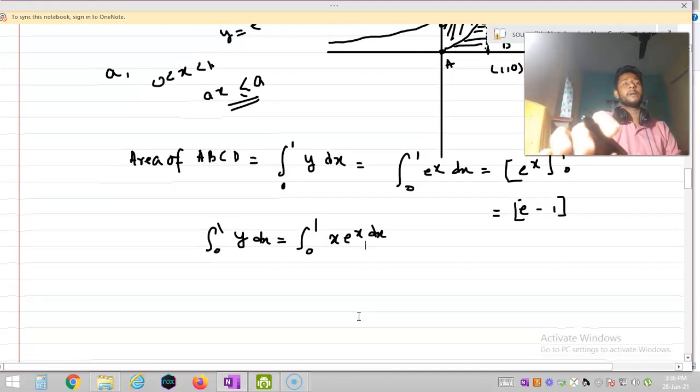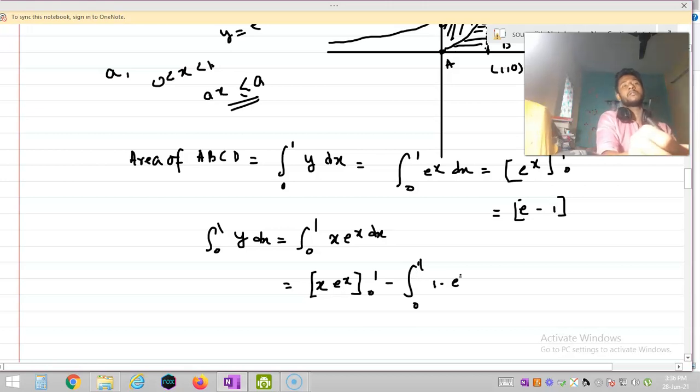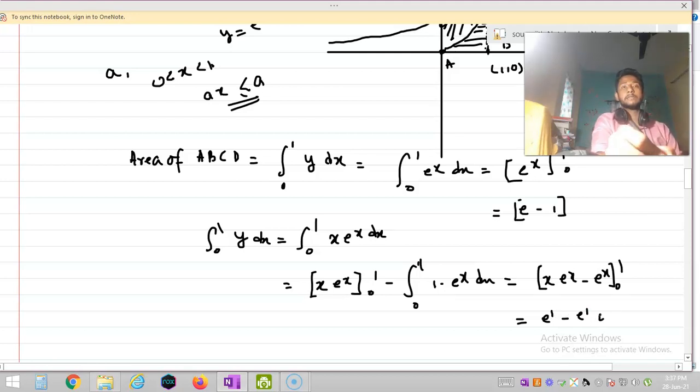We need to use integration by parts to integrate this. So this is x e to the power x, ranging from 0 to 1, minus the integration from 0 to 1 of the derivative of x, which is 1, so 1 into e to the power x dx. So this is nothing but x e to the power x minus e to the power x, ranging from 0 to 1. If we put x equal to 1, we get e to the power 1 minus e to the power 1, and if we put x equal to 0, we get 0 plus 1.